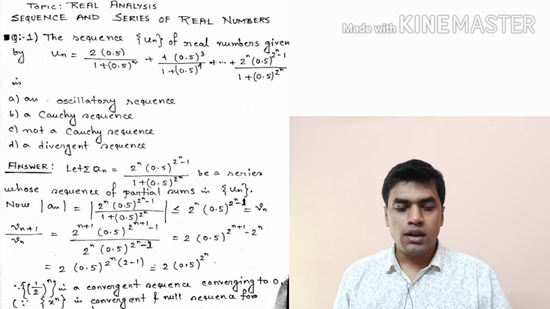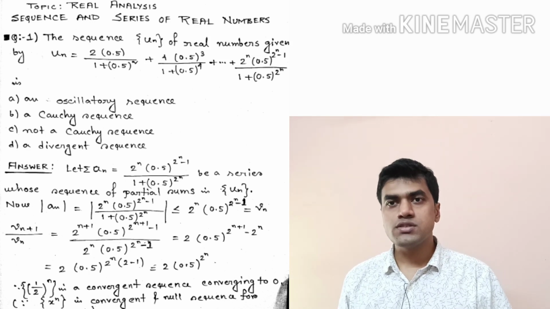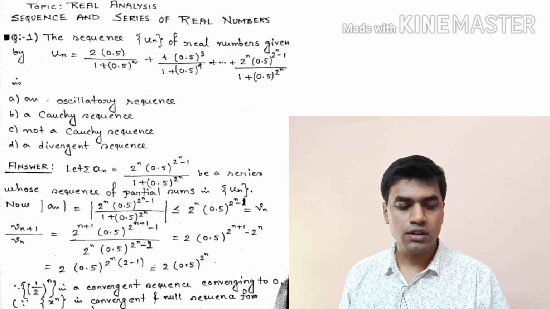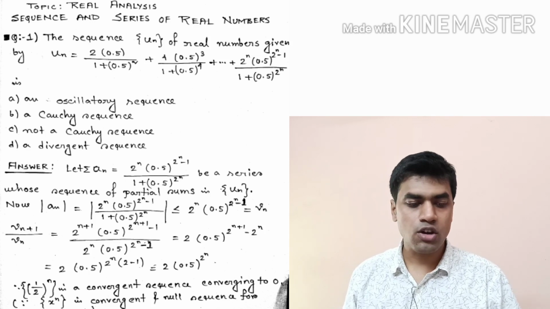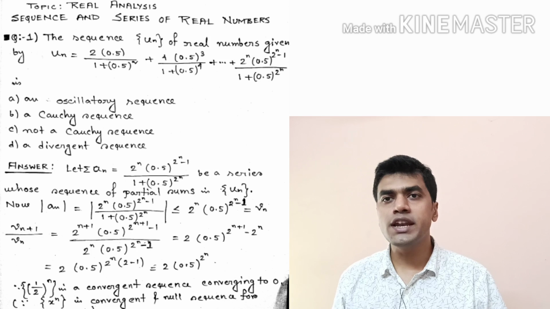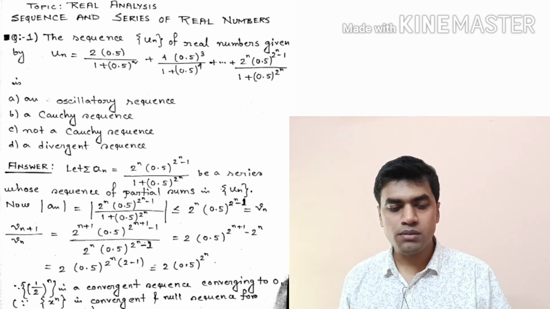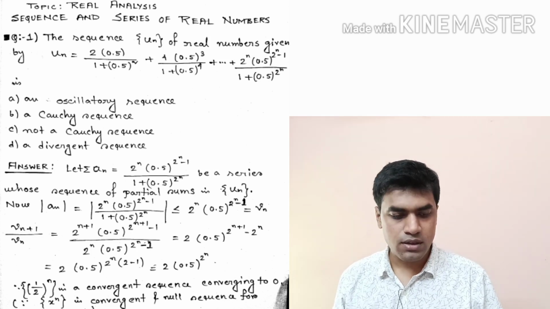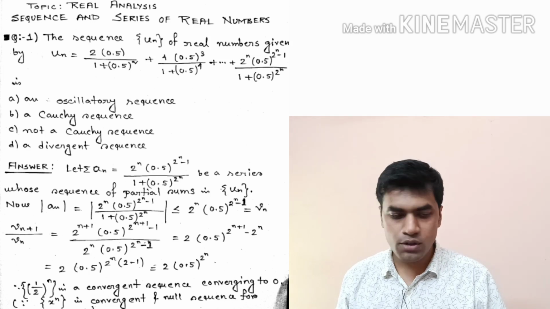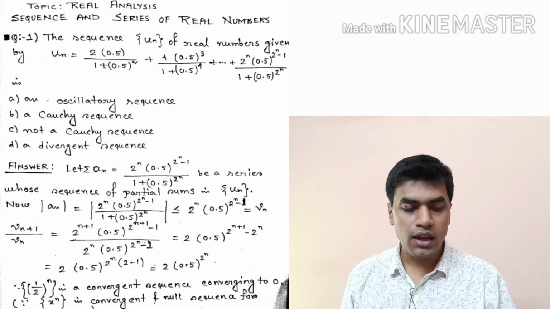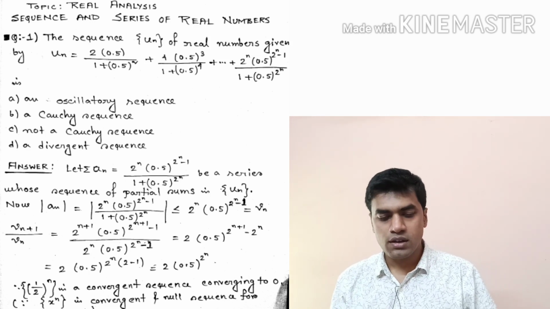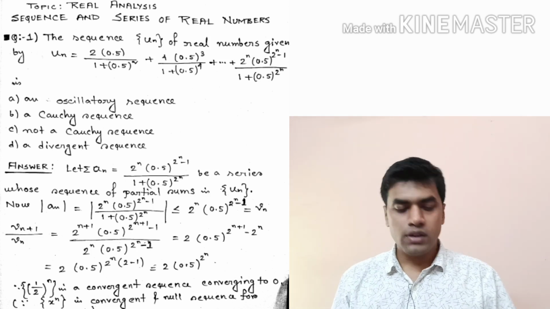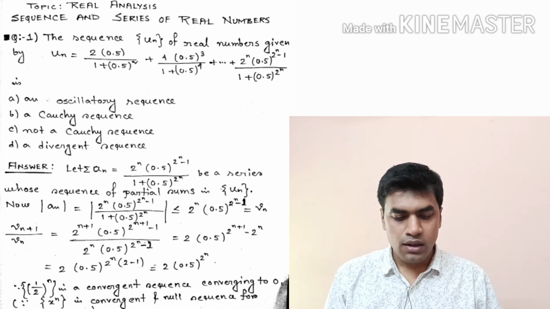Now the sequence is, there are 4 options. Option A, an oscillatory sequence. Option B, a Cauchy sequence. Option C, not a Cauchy sequence, and option D, a divergent sequence. Okay, now we will look at the answer.